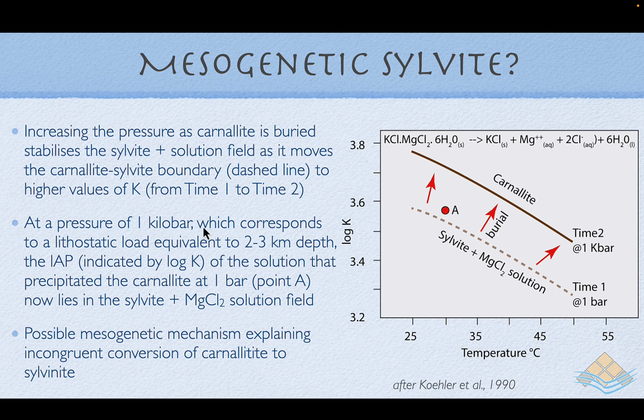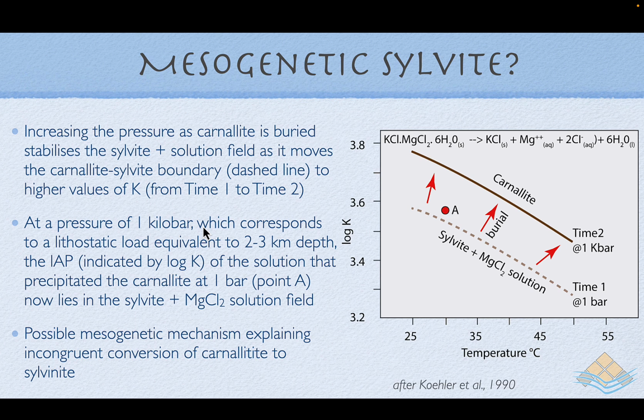And that's because as we bury the system, the pressure increases, that's on the vertical axis in this diagram, and the temperature increases, that's on the horizontal axis in this diagram. So as carnallite's buried, it moves from the carnallite stability field in A, where it's being precipitated as carnallite, then with burial, increasing temperature and increasing pressure, indicated by those red arrows, moves that system into the carnallite-sylvite association. We move the carnallite-sylvite boundary progressively to higher values of log K as we go from time 1 to time 2. If we have something which was deposited in position A, we actually get it incongruently altering to KCl with a loss, as that equation is showing you, of the magnesium, the chlorine, and water.